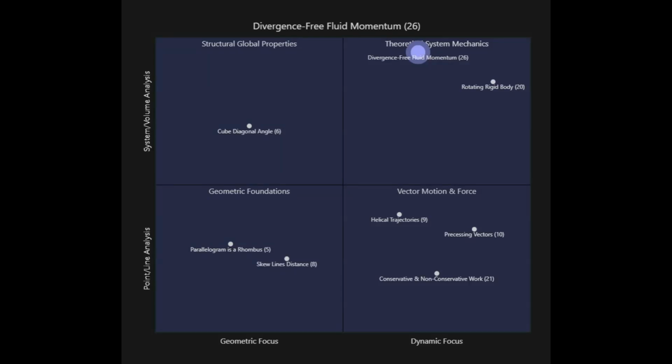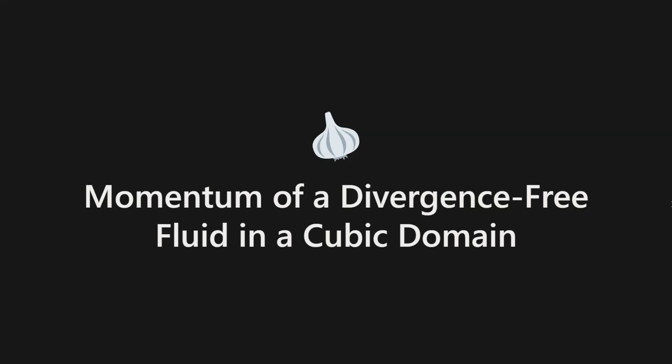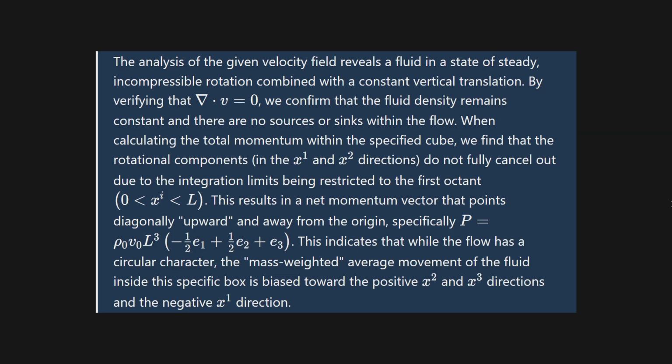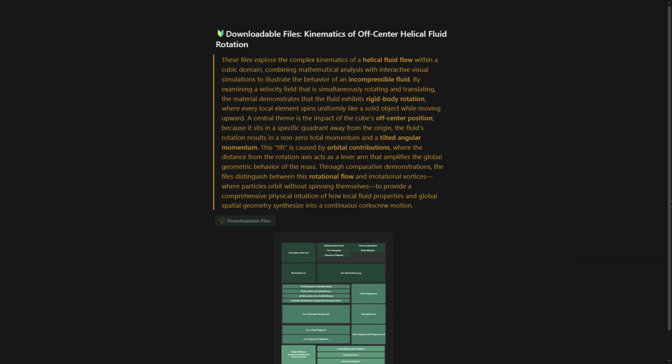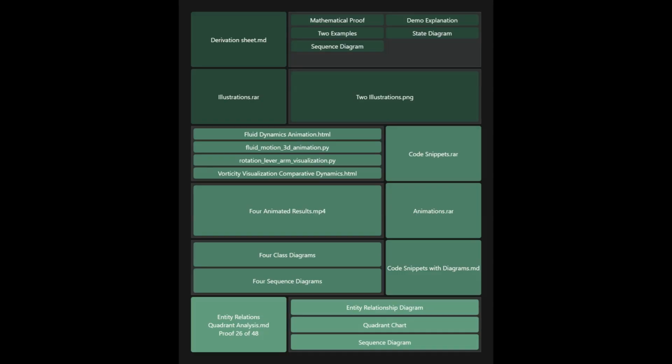The study titled Momentum of a Divergence-Free Fluid in a Cubic Domain explores the choreography of fluid moving in a complex helical, or corkscrew, pattern. It focuses on the tension between how a fluid moves locally versus how it behaves when viewed as a whole within a specific boundary.